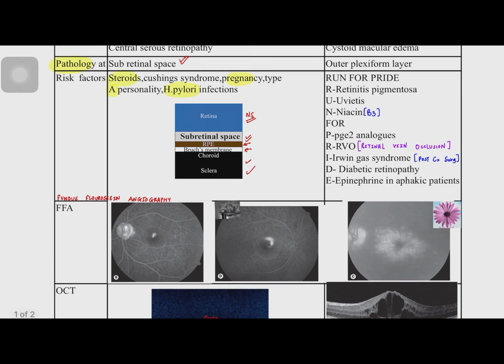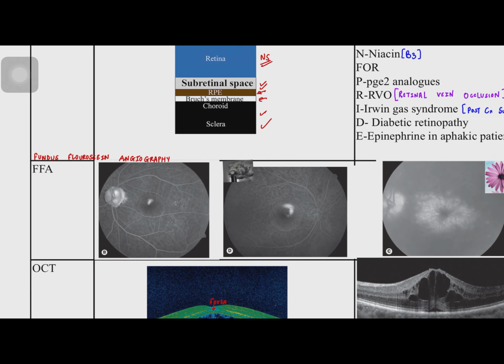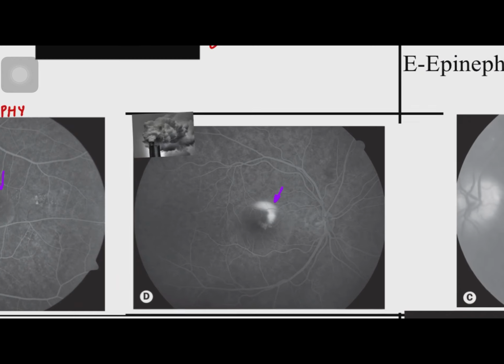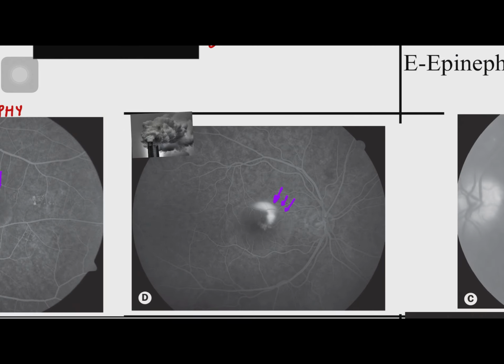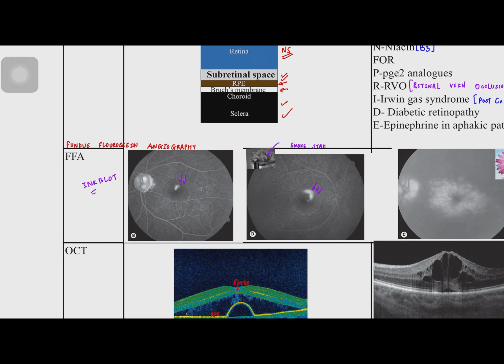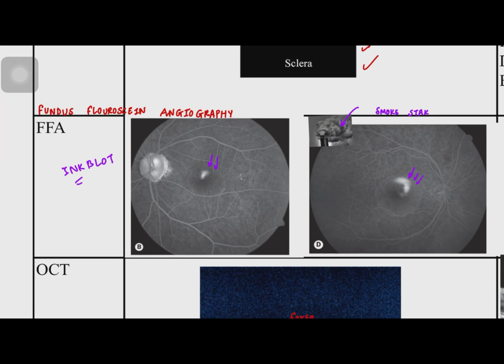Now when you see the FFA findings, which is fundus fluorescein angiography findings, the first finding is an ink blot appearance, and the second finding, as you can see, appears like a smoke stack. So this is a smoke stack appearance and ink blot appearance seen on FFA in CSR.